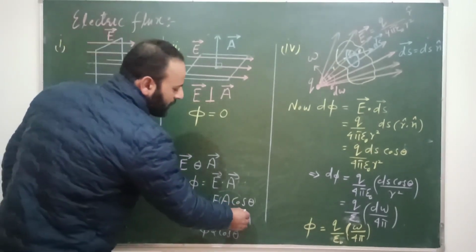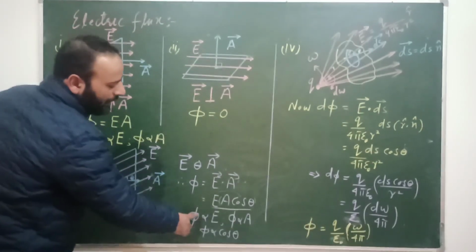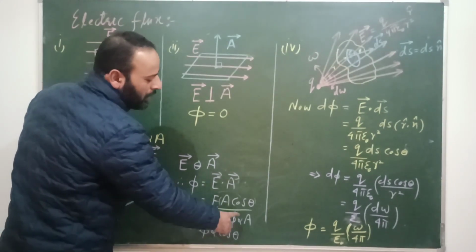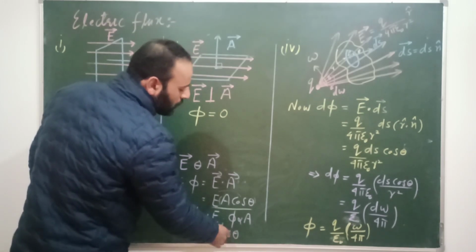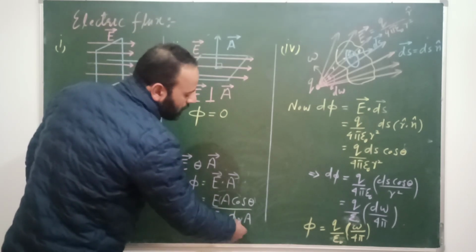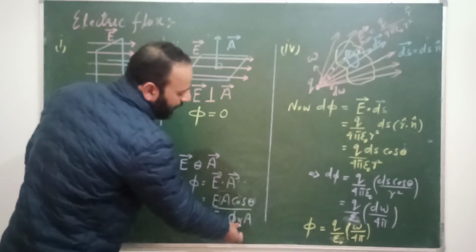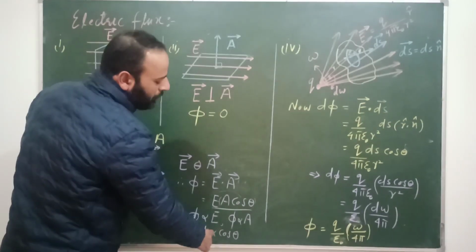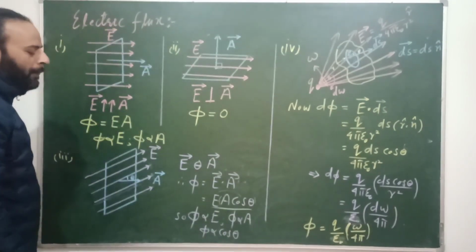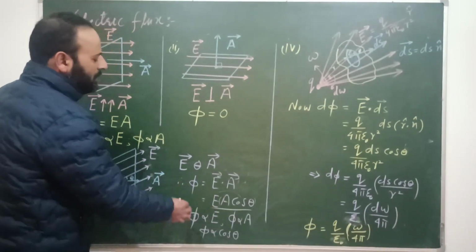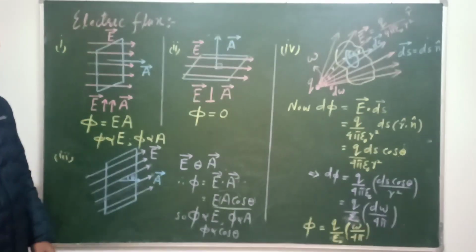So from this relation we can see the flux is proportional to the electric field, the flux is proportional to the area, and the flux is proportional to the orientation, that is cos theta, that is the projection of the area in the direction of the electric field or the projection of the electric field in the direction of the area. So this is now the more general relation to calculate the electric flux.